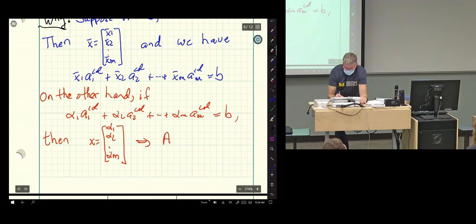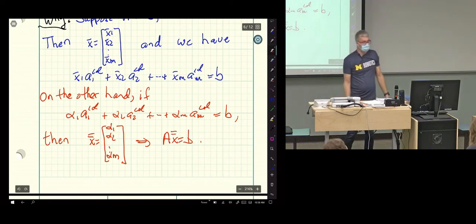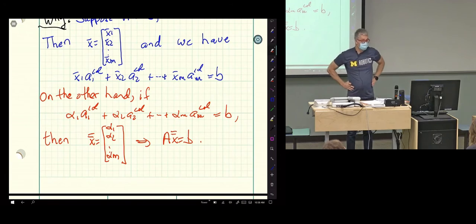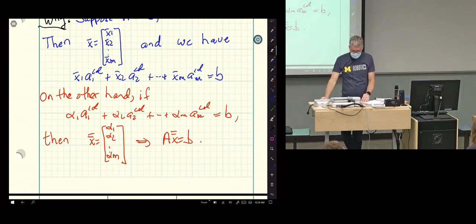And we have a solution, call that double bar, to AX equals B. Okay, so solutions of AX equals B, and B being a linear combination of the columns of A, that's the same thing, completely equivalent.